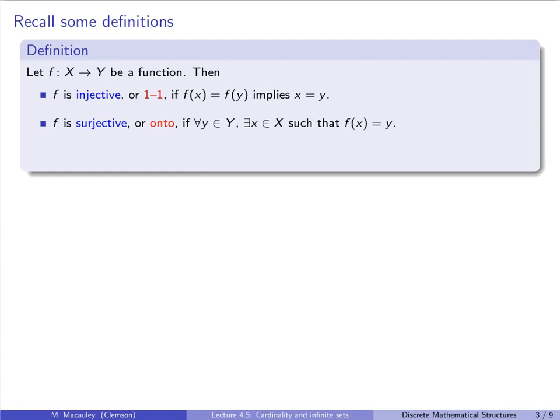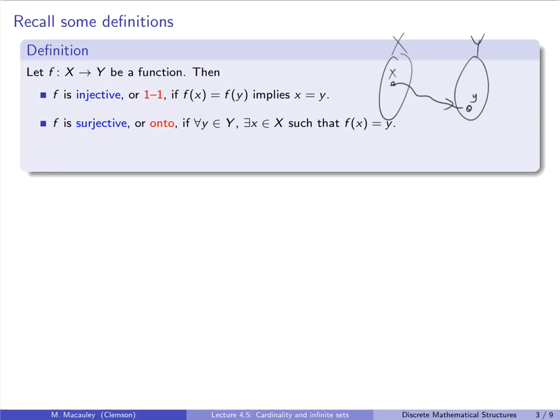Next, f is surjective or onto if, it's a slightly different definition than I gave last time, but I did mention this being equivalent. Basically, it means everything gets hit. So if we have Y here and we have X here, that means everything in the codomain comes from somewhere, at least one place in the domain. So for all y in the codomain, there exists an x such that f(x) equals y.